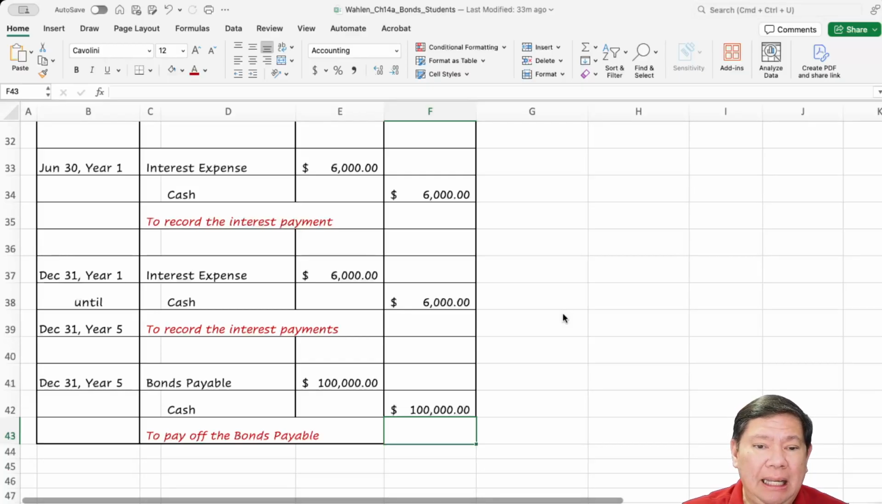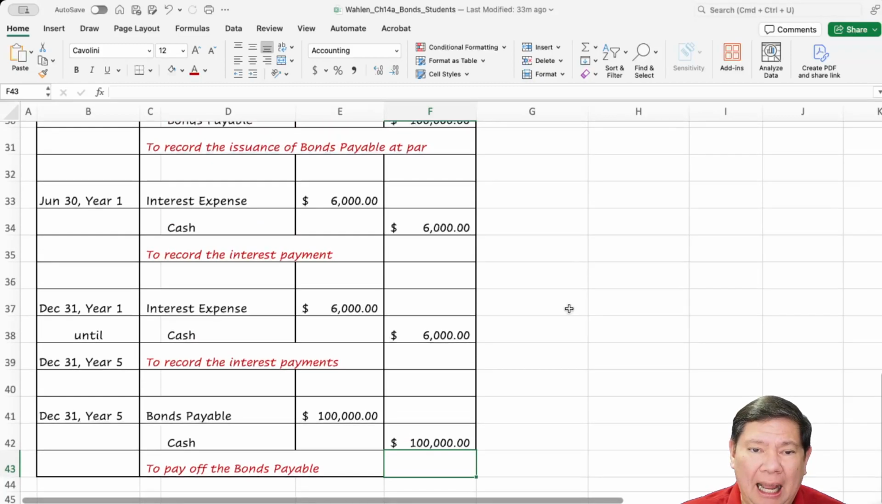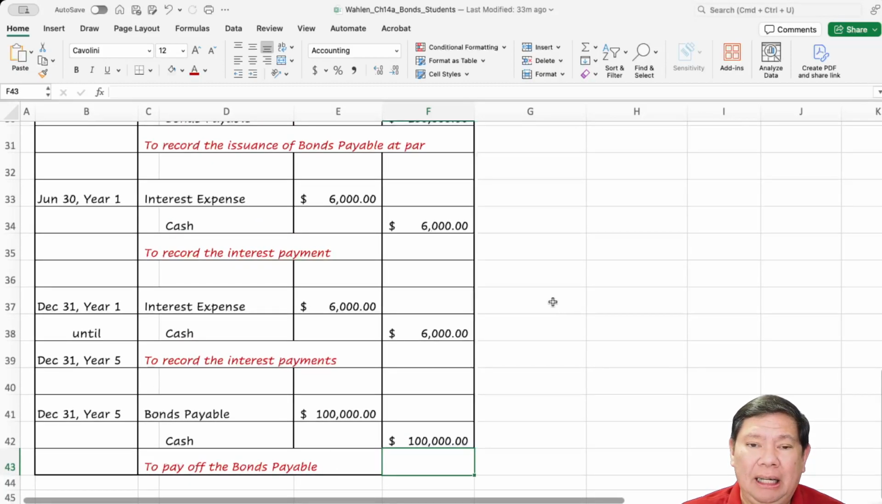That's how we calculate and prepare journal entries for bonds issued at par.